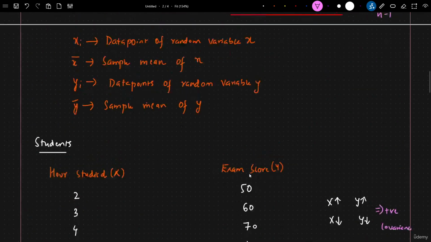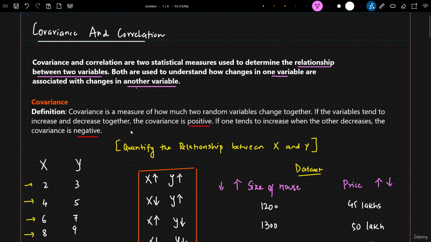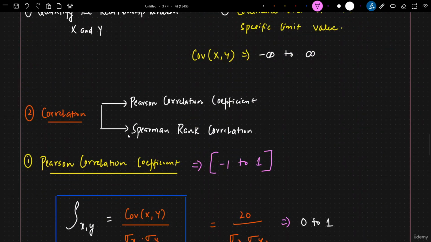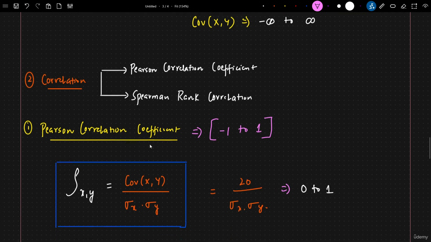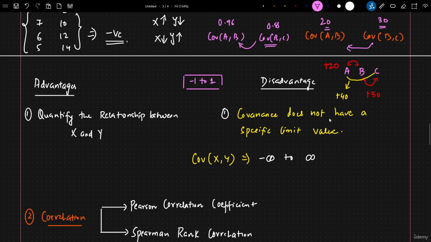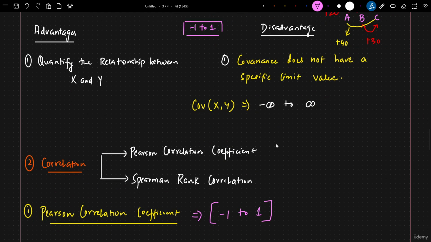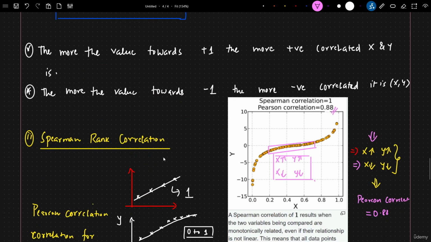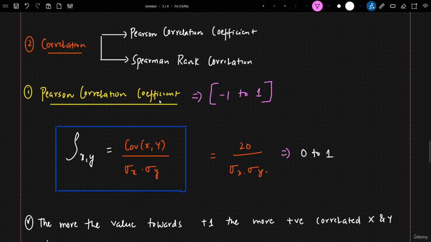In this video, I have discussed all the important things about covariance and correlation. In correlation, we have discussed two important things: one is the Pearson correlation coefficient and the other is the Spearman rank correlation coefficient. In covariance, we do not have a specific limit value. With the help of the Pearson correlation coefficient, the value is between -1 and +1. Spearman rank correlation will also be able to capture the non-linear properties of the X and Y features, whereas in Pearson, we were not able to do that.